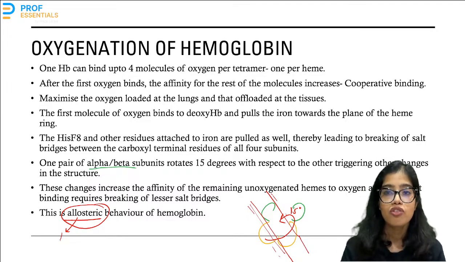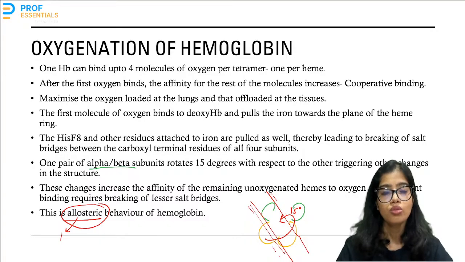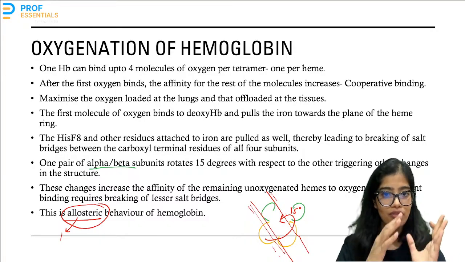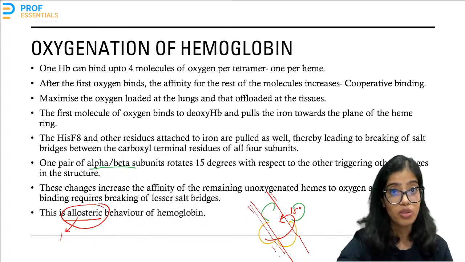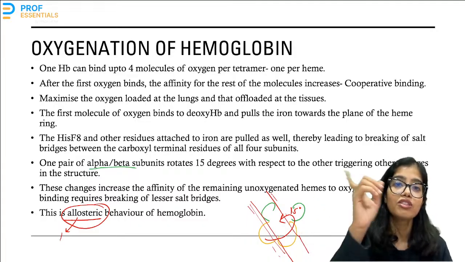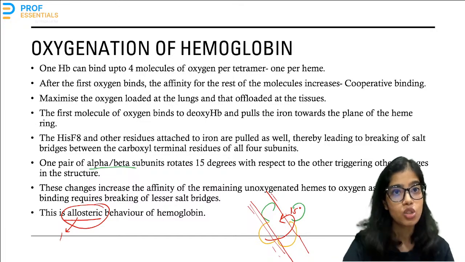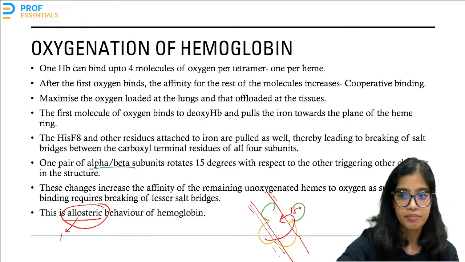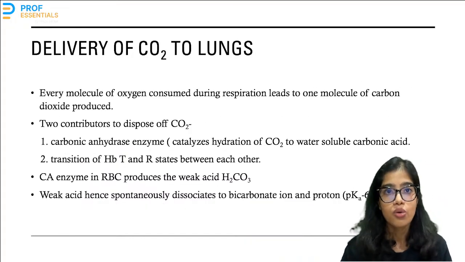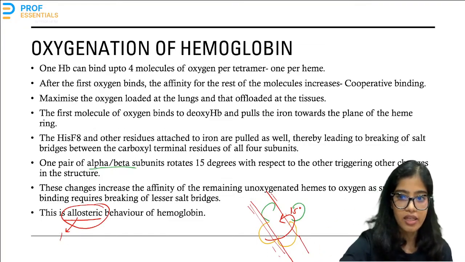It occurs because of breaking of salt bridges, because of the pull of the iron and the histidine F8, and it leads to the rotation by 15 degrees of one unit of alpha beta about the axis. Okay, extremely important. So you understood how the structure of heme and the arrangement of histidine F8 and histidine E7 come into play, and how that is extremely important to read about the physiology. So this is how oxygenation was occurring. Now we understood how oxygenation is occurring in hemoglobin.